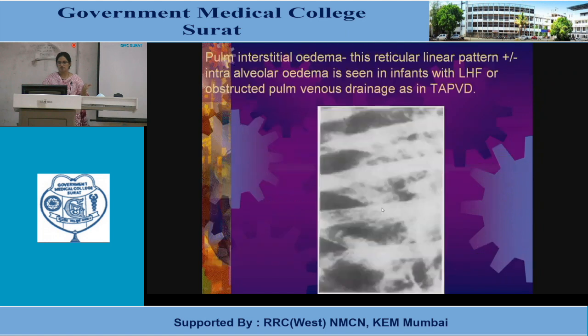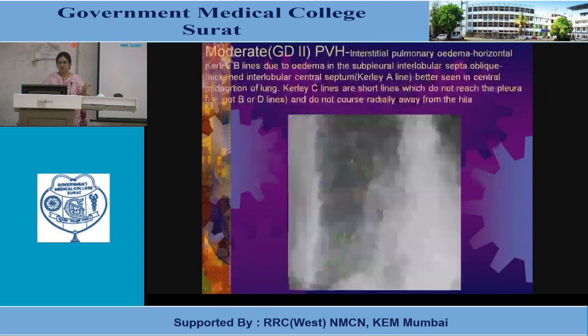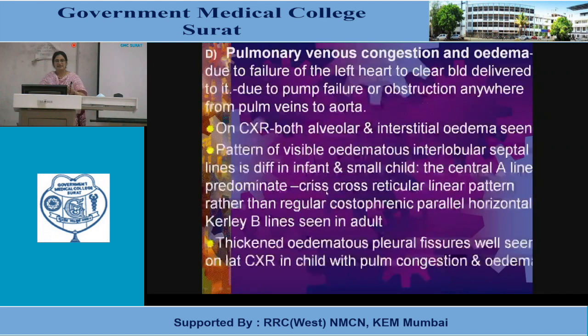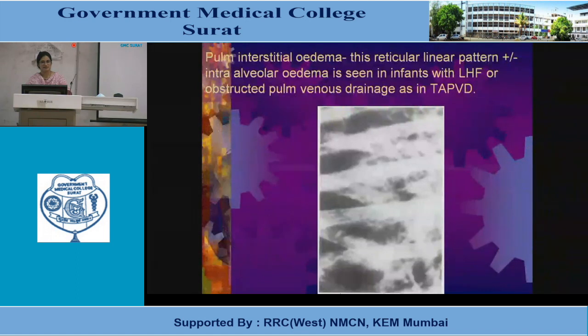So these are the curly A lines which are predominantly seen in infants and children, while the curly B lines, the peripheral horizontal lines, are more visualized in adults. And thickened edematous pleural fissures are well seen on the lateral chest X-ray. These are cases of pulmonary interstitial edema.